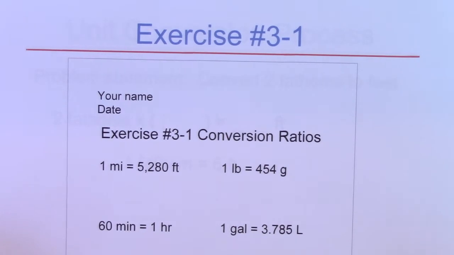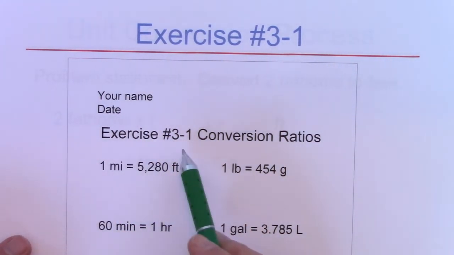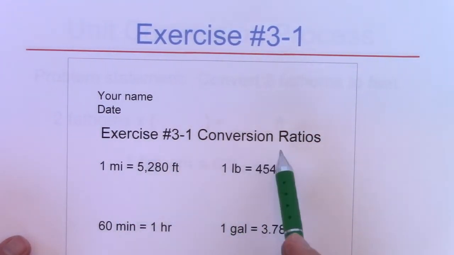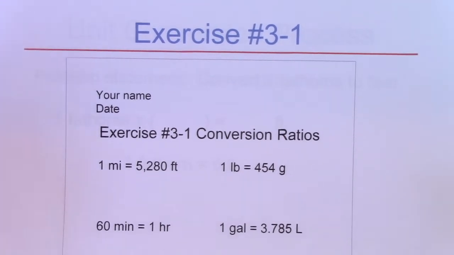I would like you to get out a brand new sheet of paper and write your name and date in the upper left-hand corner. Write exercise number 3.1, conversion ratios. Write each of these equations, and then write the two conversion ratios that we get out of them. When you're done, restart the video.